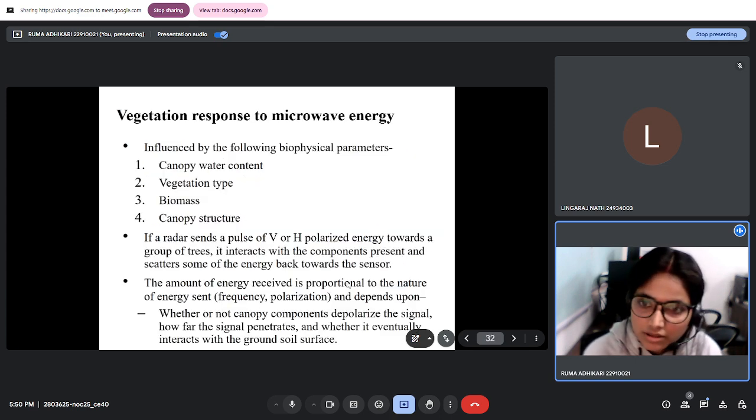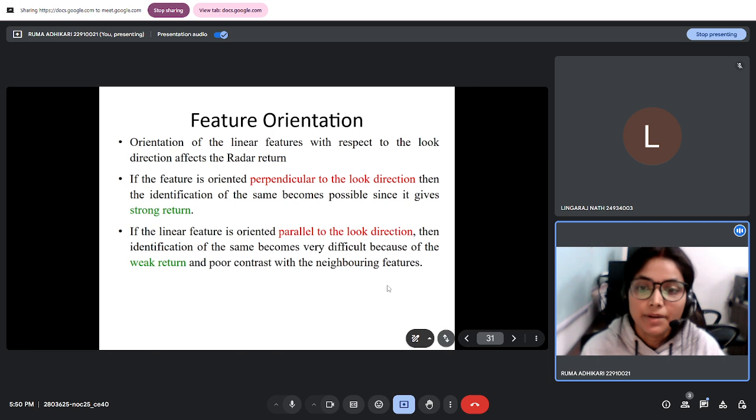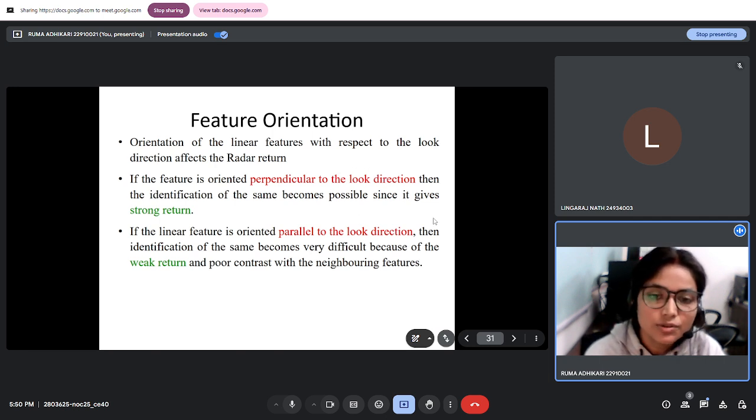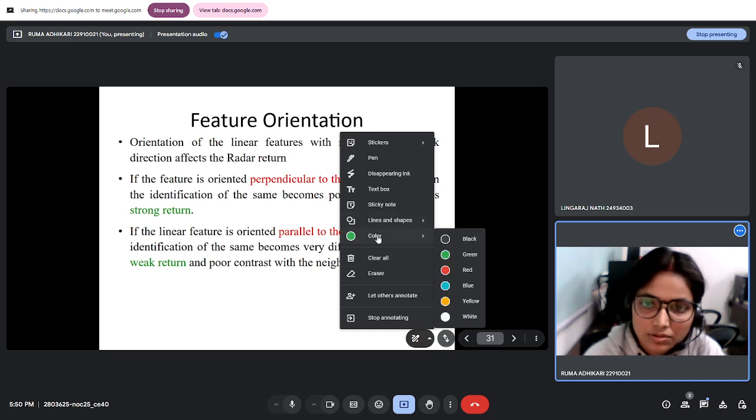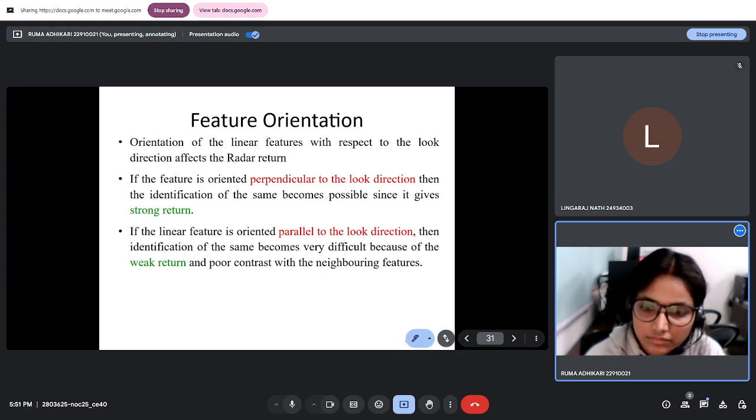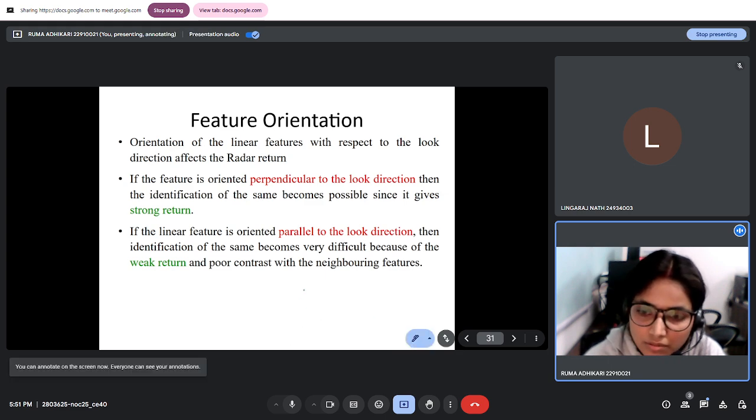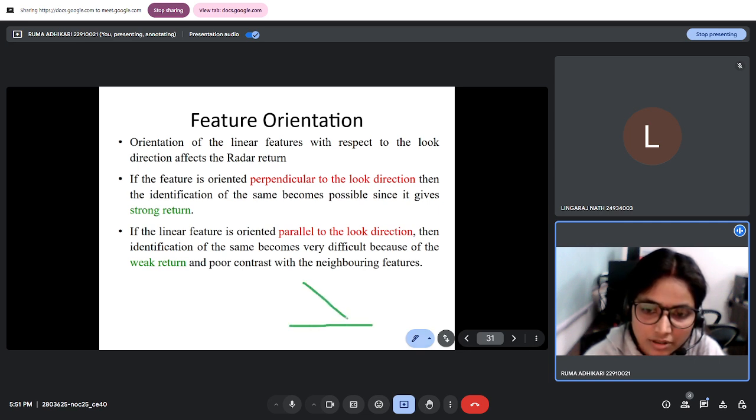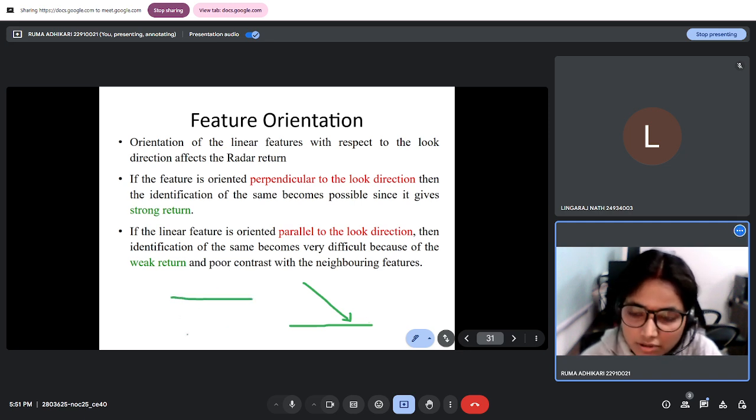So this is to understand perpendicular to the look direction. You can say look direction. So we are looking, suppose, so this is the terrain. We are looking from here this way, and in plan, if we see, it is looking in this direction.